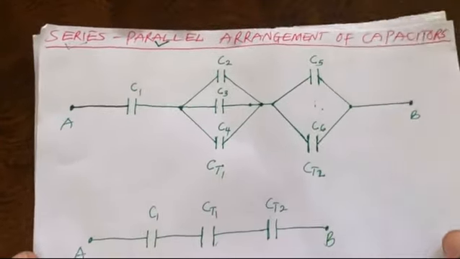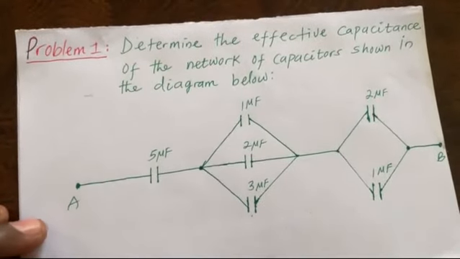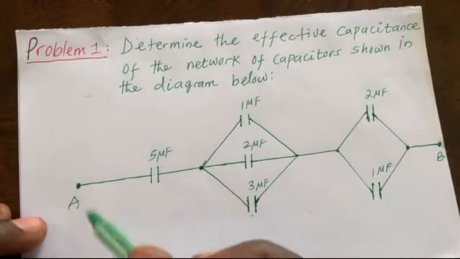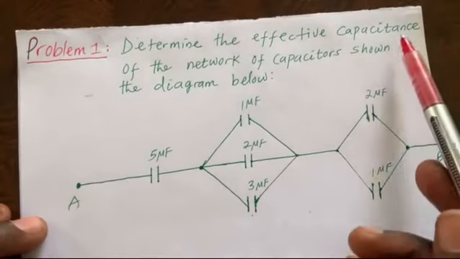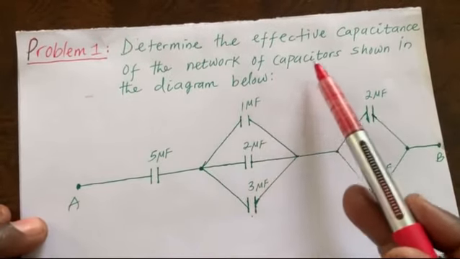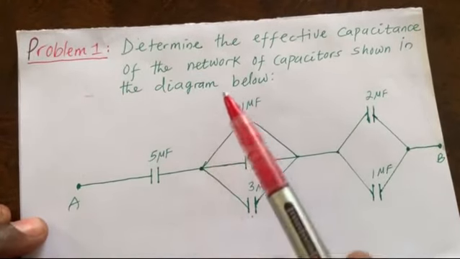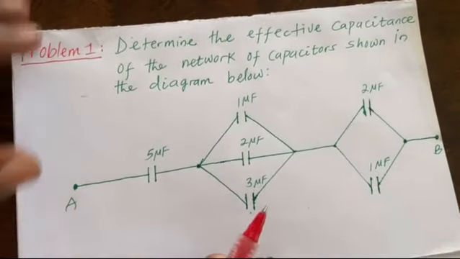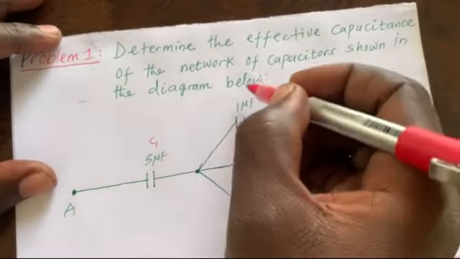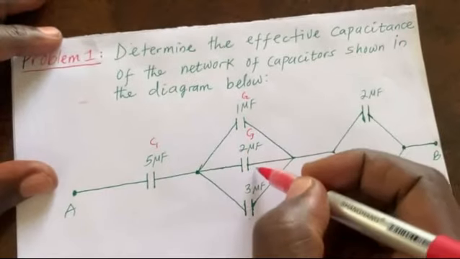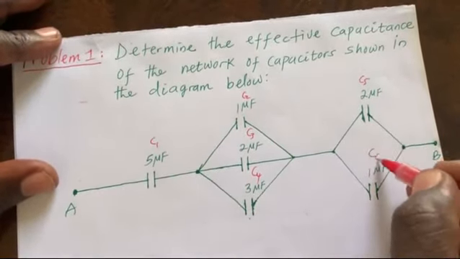Okay, let's see one example on that. Problem 1 says: determine the effective capacitance of the network of capacitors shown in the diagram below. In this diagram, you see, this is your C1, this is your C2, this is your C3, this is your C4, this is C5, and this is C6.